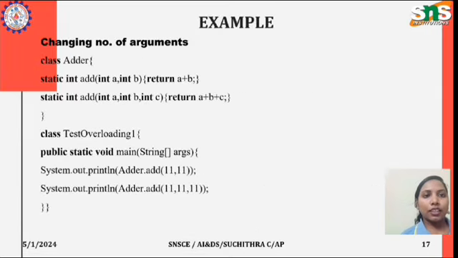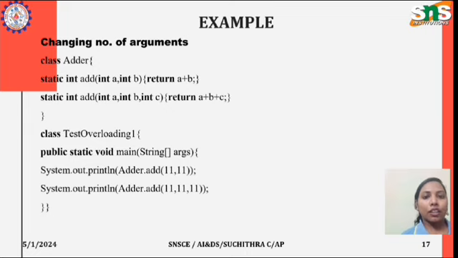Okay, you can see the example over here. Here we are changing the number of arguments. You can see the class name is Adder. Then we have given static int add. Int is the return type, add is the method name. Here we have given int a, int b. Then open the braces, we have given return a plus b. Next, we have given another method, that is add(int a, int b, int c), and the return value is a plus b plus c.